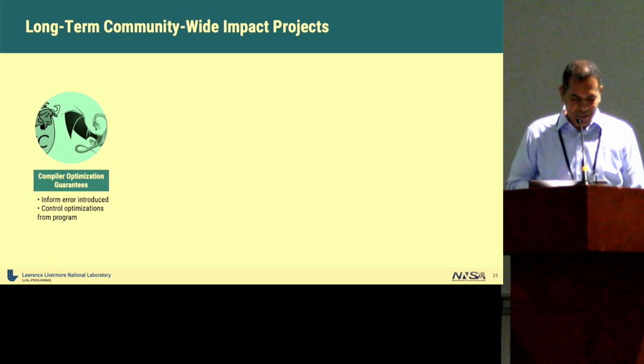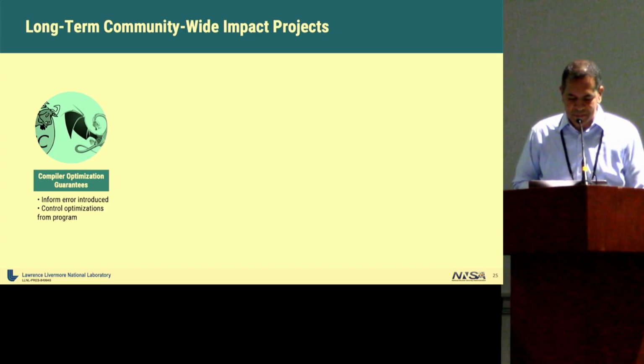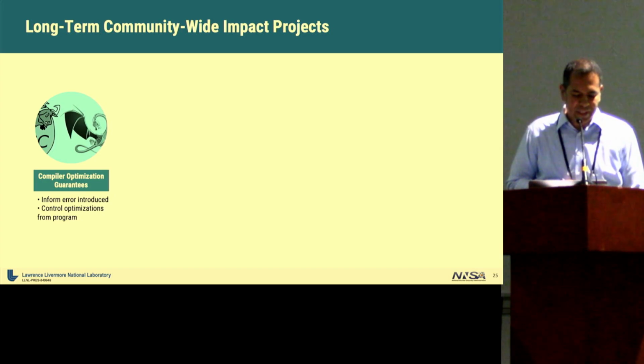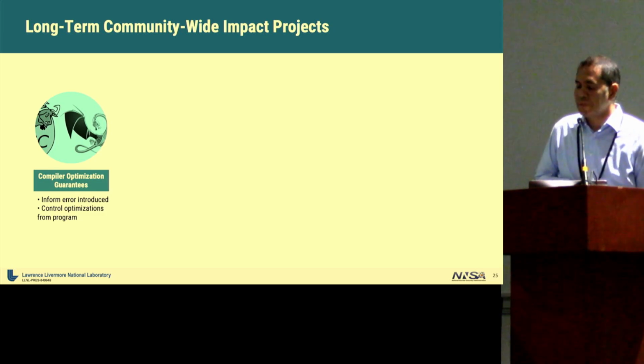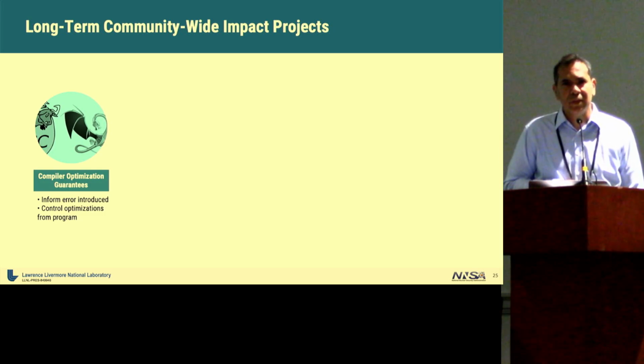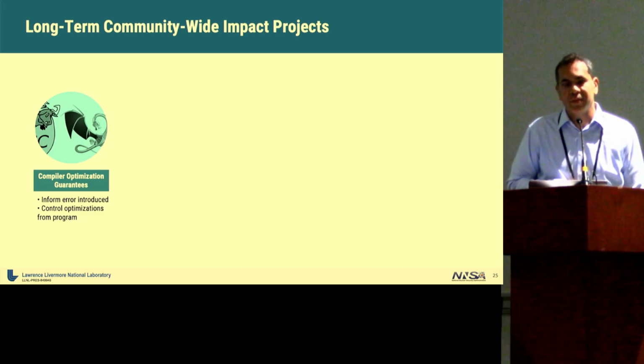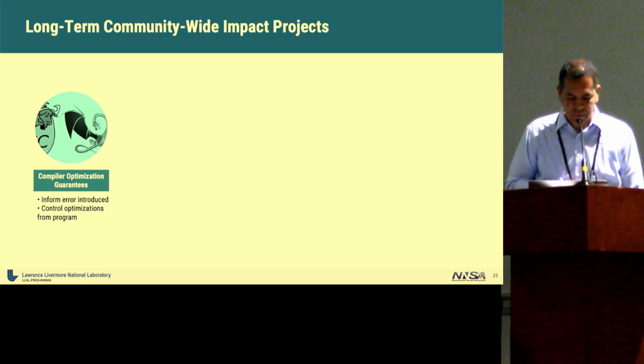So the first one would be compiler optimization guarantees. And this may be a crazy idea sometimes because I know this is hard to do. But if we have better guarantees for the optimization, for example, if we can inform the error, how the error is introduced, that would be great. Because right now, scientists see the compiler as a black box, pretty much. They don't know what's going on. They don't know how the code is optimized. And if we can control optimizations from the program, that would be great as well. We have some control, but we don't have a lot. I would say in the open source compilers, there's not too much control.